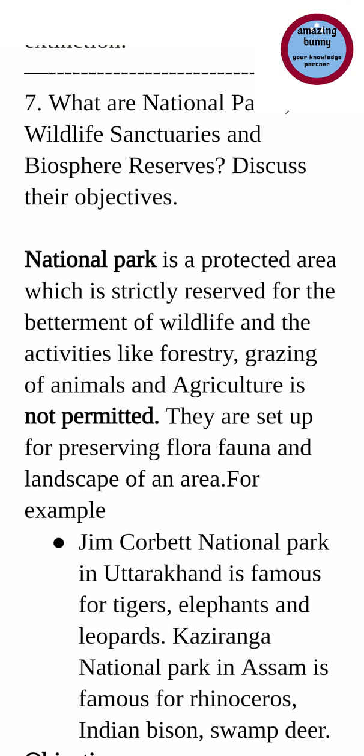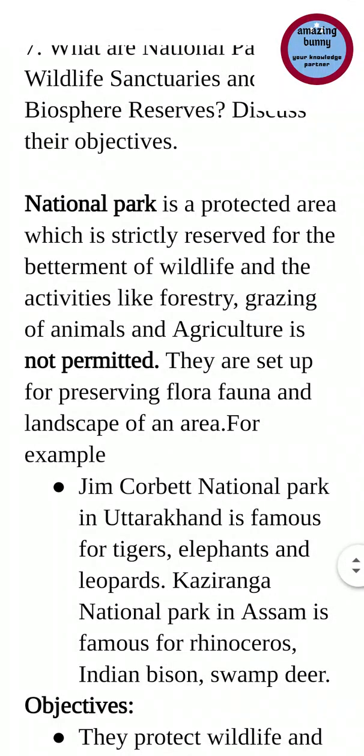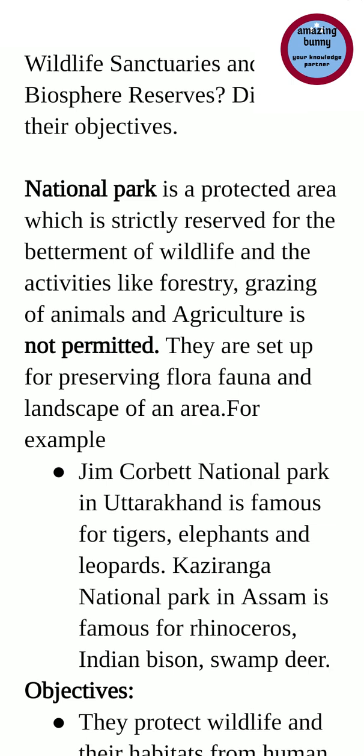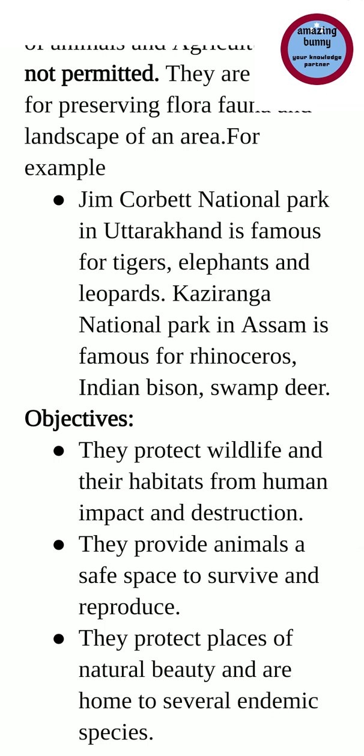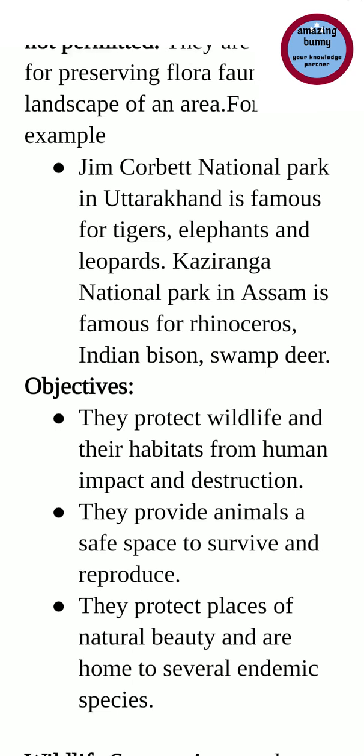Next question, what are national parks, wildlife sanctuaries and biosphere reserves? Discuss their objectives. A national park is a protected area which is strictly reserved for the betterment of wildlife, and activities like forestry, grazing of animals and agriculture are not permitted. They are set up for preserving flora, fauna and landscape of an area. For example, Jim Corbett National Park in Uttarakhand is famous for tigers, elephants and leopards. Kaziranga National Park in Assam is famous for rhinoceros, Indian bison, swamp deer.